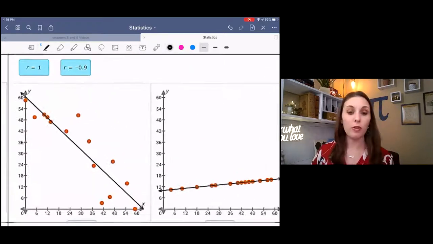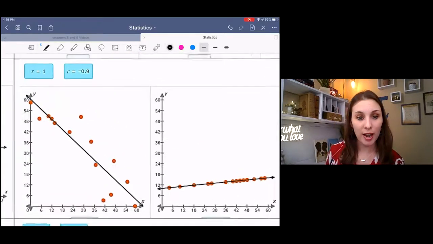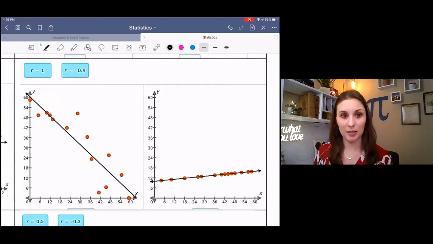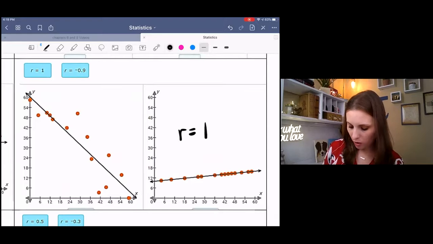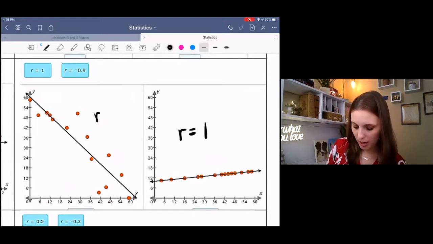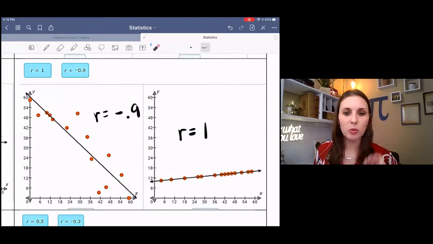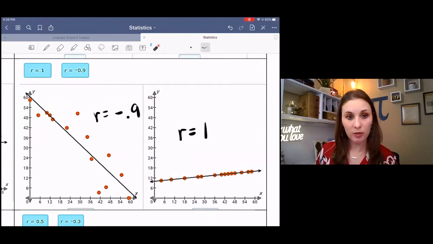We've got an R value of 1 and an R value of -0.9. So this one would be an R value of 1. This one would be -0.9. Now, if you're having trouble deciding, this one was nice because we had one that was negative and one that was positive. So that should have given it away right away.